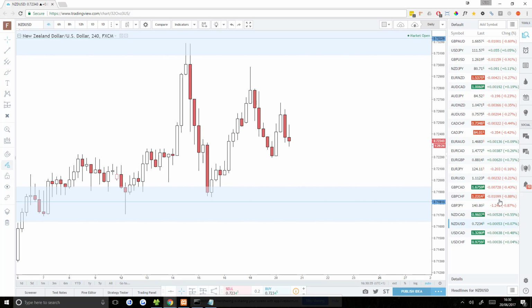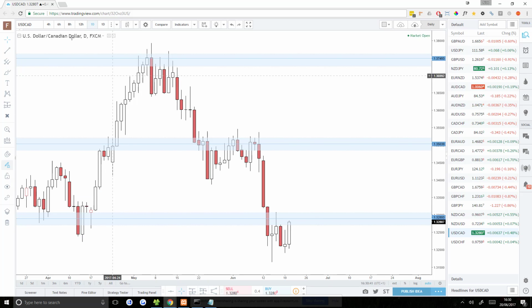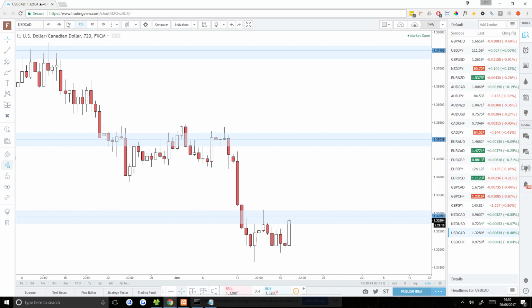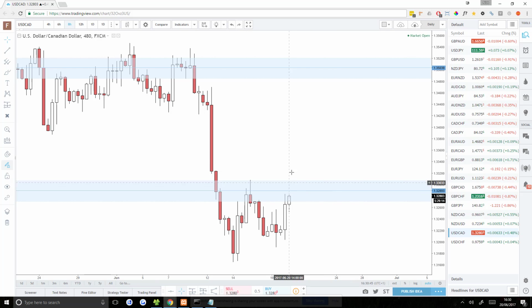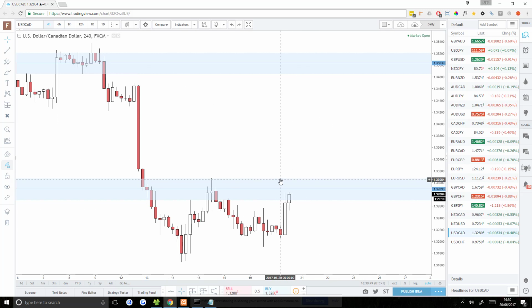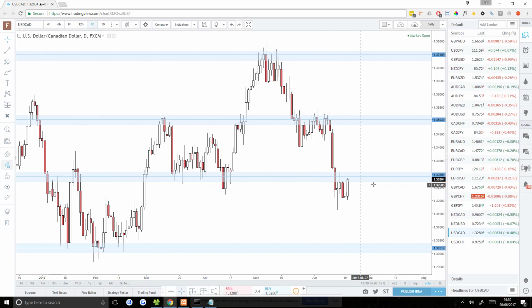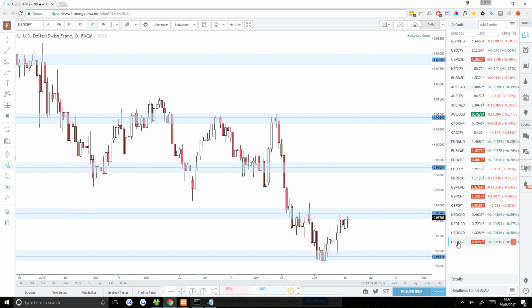New Zealand USD is just in between support and resistance. USD CAD, what are you doing, USD CAD? Looks like it's testing this resistance area. It's already slowing down at it. Could be a continuation here, but there was another attempt recently. I'm not too interested in this.